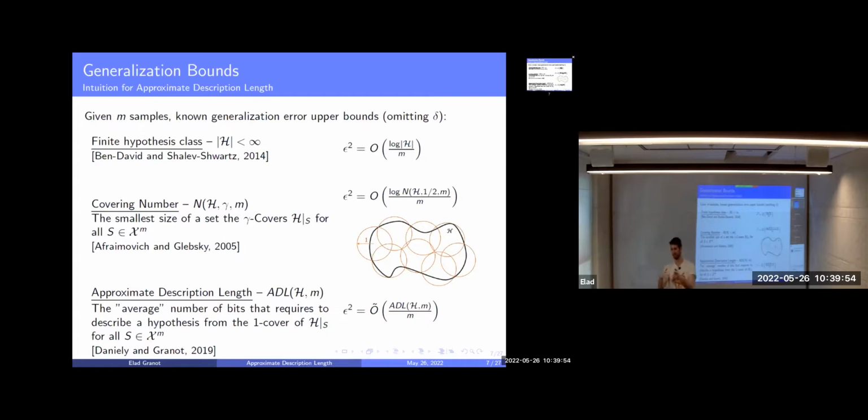Some will be less than k, some will be more than k, but if we can bound the average number of bits for every hypothesis, and by average, I'll show you a better definition later, then we can still replace the generalization error by this number of bits. So this is the intuition, and note tilde O is an order without logarithmic terms. So not just constant factors, also logarithmic factors.